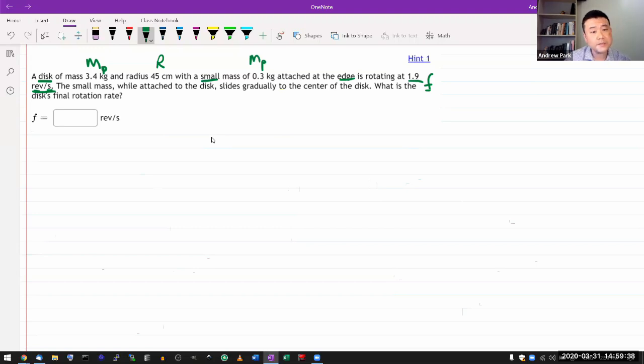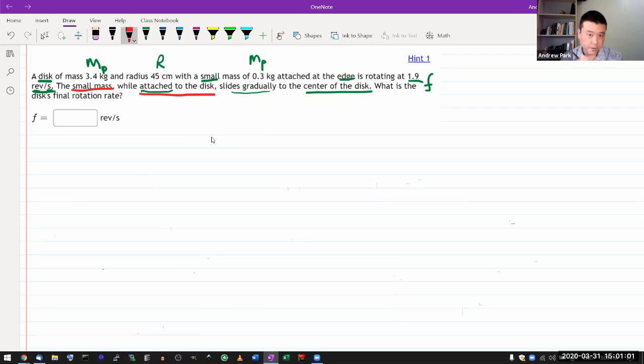The small mass, while attached to the disk, slides gradually to the center of the disk. And it's worded in this specific way to make a particular thing hold true. So instead of having the small mass detach, we are having it actually move, still attached to the disk, so it's still somehow interacting with the disk.